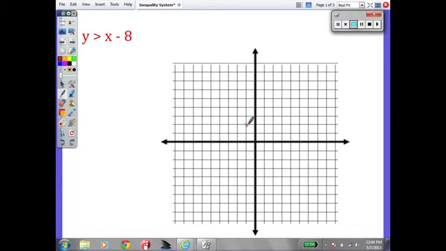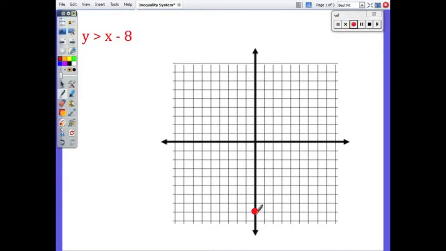You could use the intercept form, or you could also create a table of values and plot the points from your table to graph your line. Now, here we have where x is 0, y would be negative 8. So we're going to go to our vertical axis, our y-axis, and we're going to go down 8 spots. And we're going to draw a point right there at negative 8.